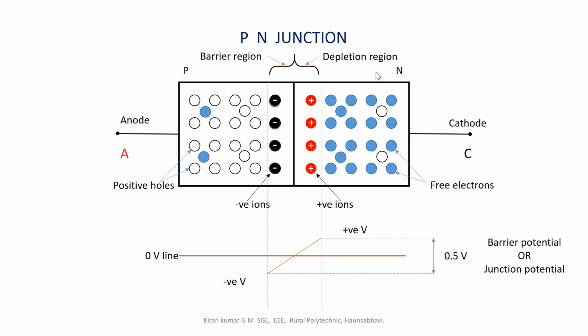And this is the same answer that you need to give if you are asked to describe how the depletion region is created in a PN junction.